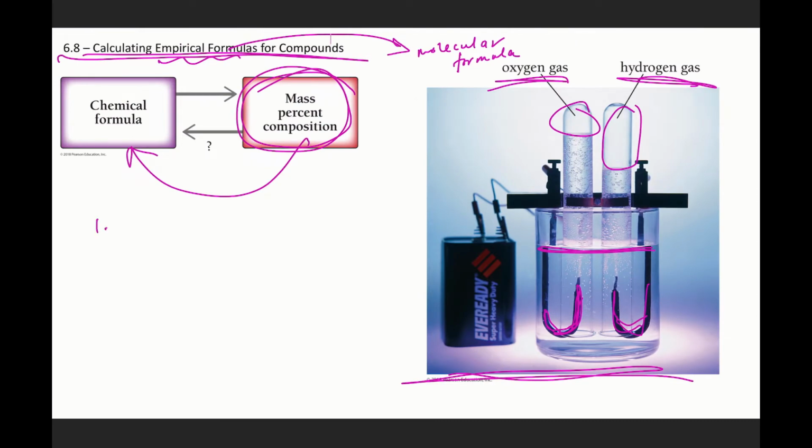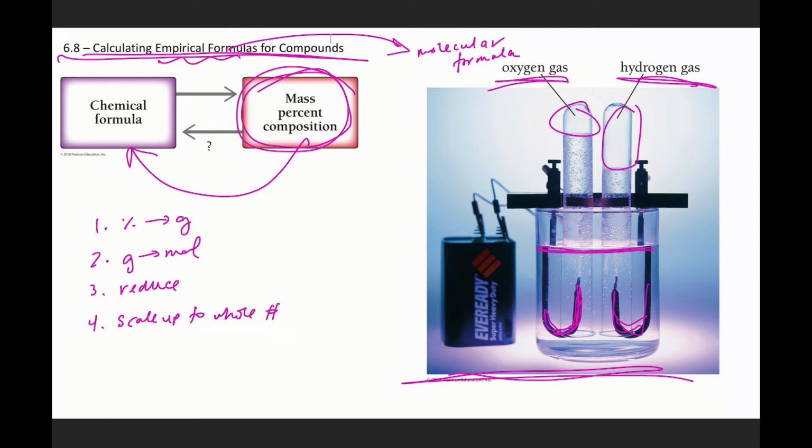Okay, so let's go over the steps. Step 1, we would need a percent, and we would convert that to grams by assuming that we have a 100-gram sample. Step number 2, we would go from grams to moles of each element. And then step 3, we would take our moles and reduce. And then step number 4, we would scale up as needed to a whole number.